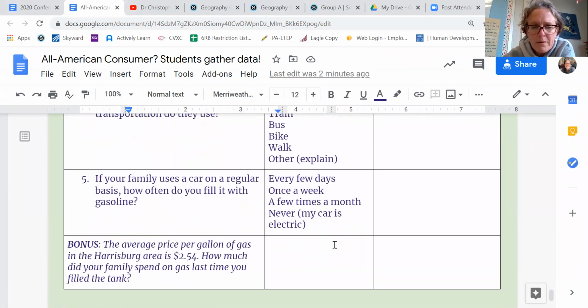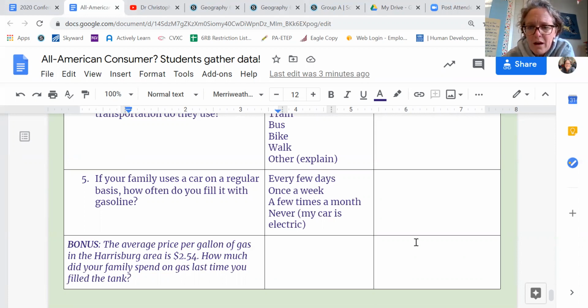And at the very bottom is the bonus. By bonus, I mean it's okay if you don't do this, but I think it's a great question to ask: how much did your family spend on gas the last time you filled the gas tank in your car? If you have an electric car and you never filled the gas tank this week or month, then you can just tell me that. That would be great.